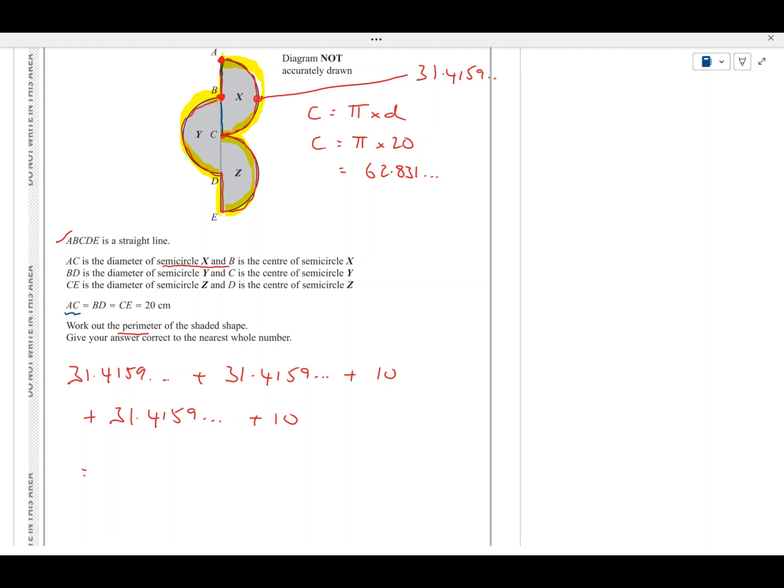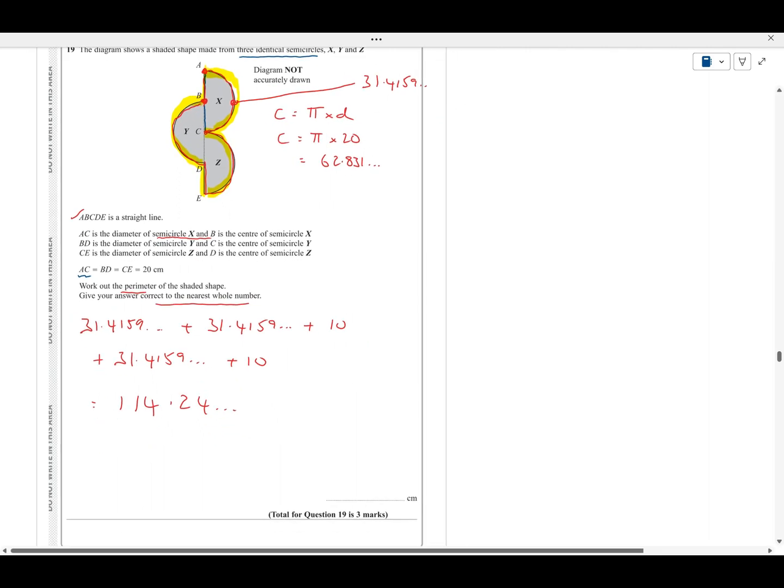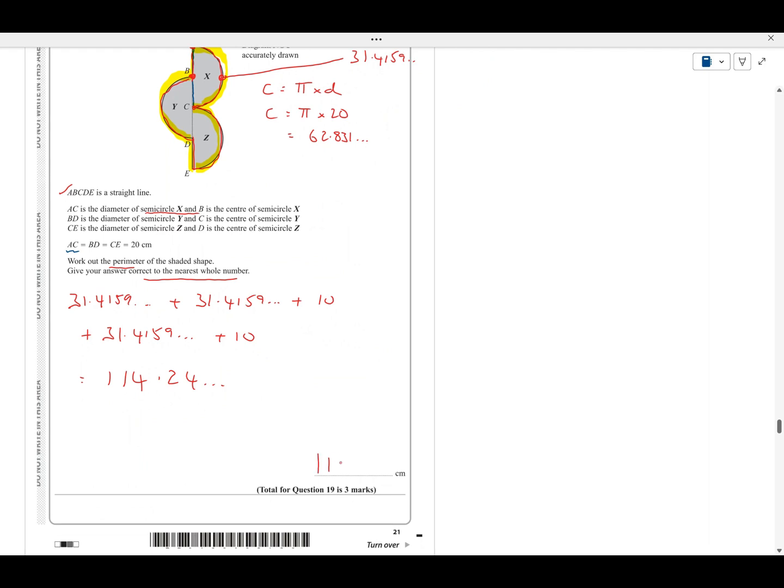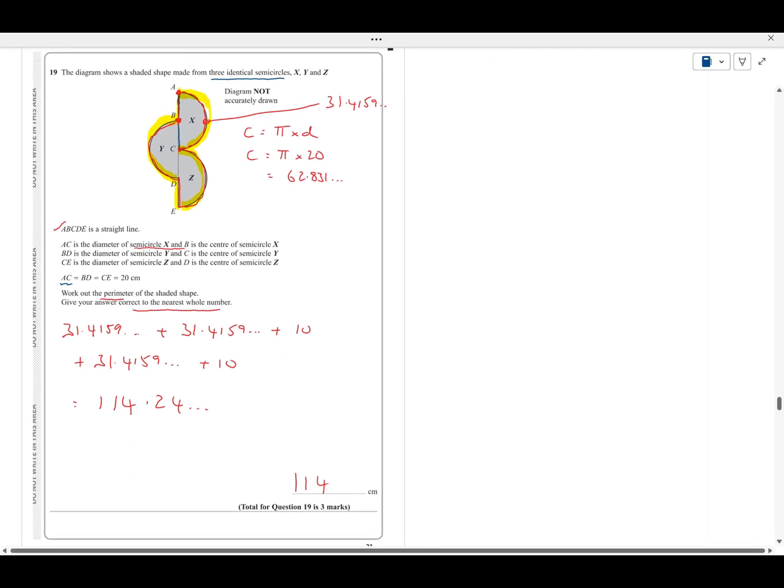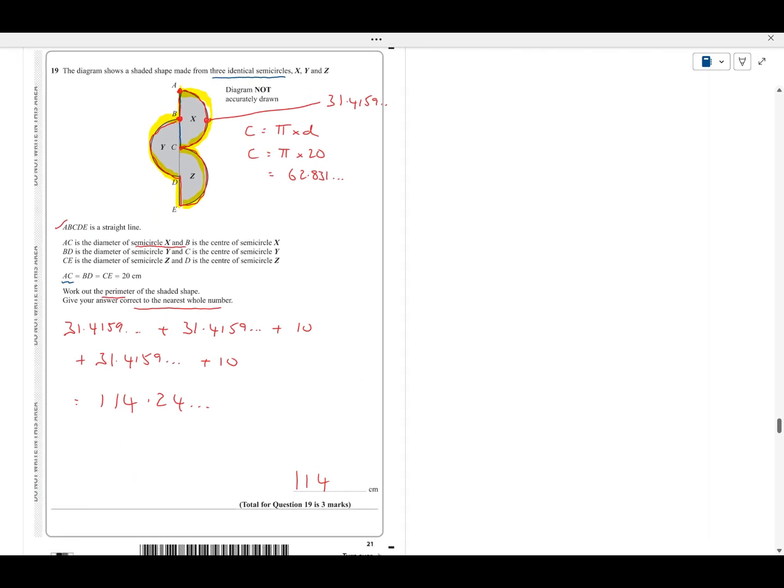And that gives me an answer on my calculator of 114.24 and so on. To the nearest whole number, 114 centimetres. And that's my question 19.